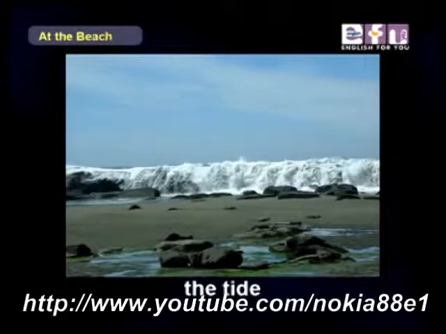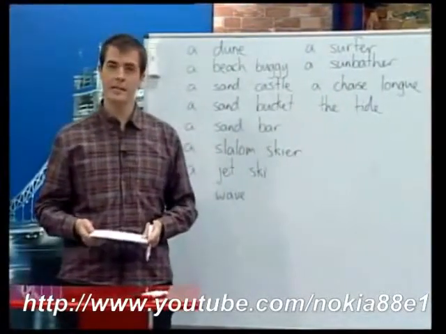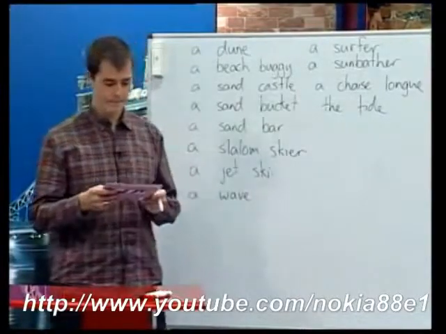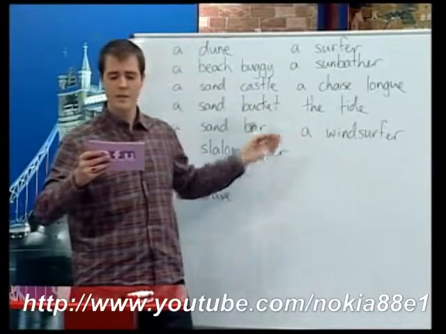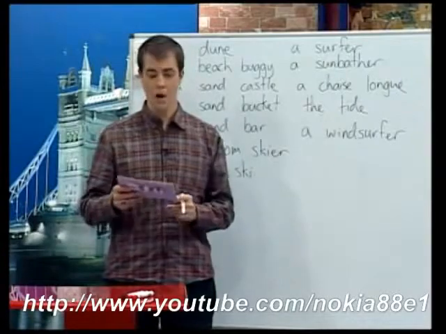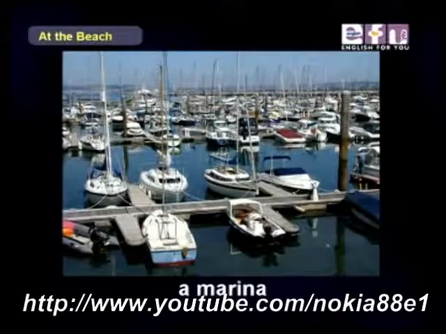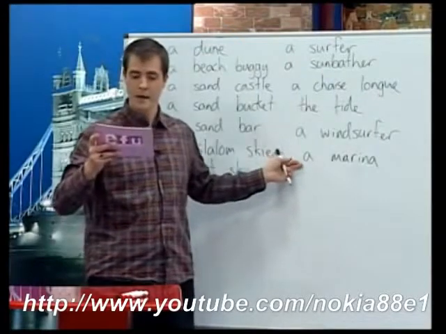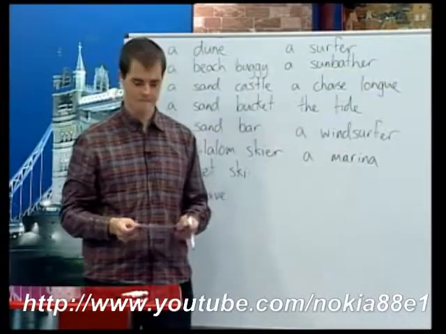Next we have the tide. The tide is the regular rising and lowering of the sea. A windsurfer is a person who sails across the water by standing onto a board and holding on to a large sail. Next, we have a marina. A marina is a small area of water where people keep boats used for pleasure.